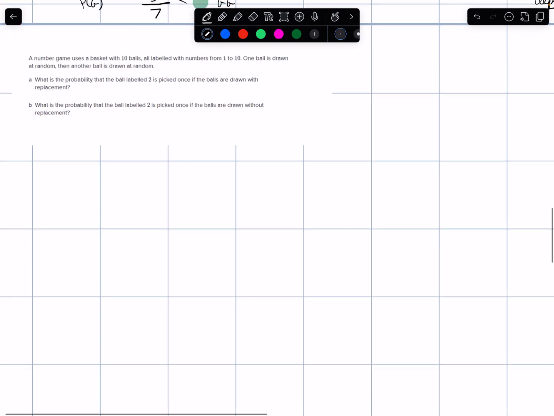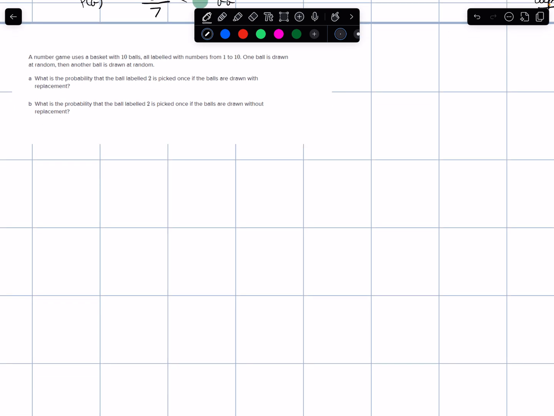A number game uses a basket with 10 balls labeled from numbers 1 to 10. One ball is drawn at random, then another ball is drawn at random. What is the probability that a ball labeled 2 is picked once if the balls are drawn with replacement? Then, what is the probability that the ball labeled 2 is picked once if the balls are drawn without replacement?